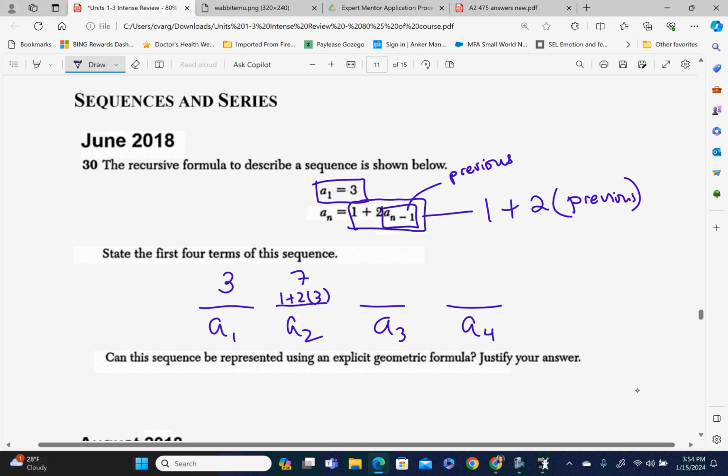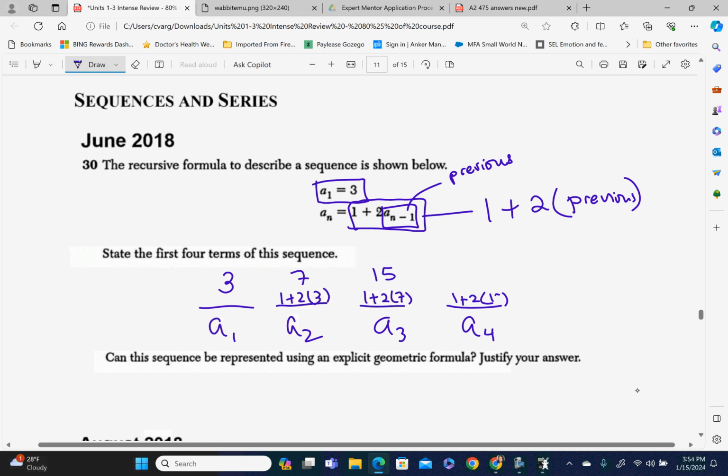7, okay? Now here, I'm going to do 1 plus 2 times 7, right? The 7 is going to go over here. It's very simple. So 2 times 7 is 14, plus 1 is 15. Boom. This is going to be 1 plus 2 times, and I'm going to put 15 here. You guessed it. So 15 times 2 is 30, plus 1 is 31. So what are my first 4 terms? 3, 7, 15, 31.